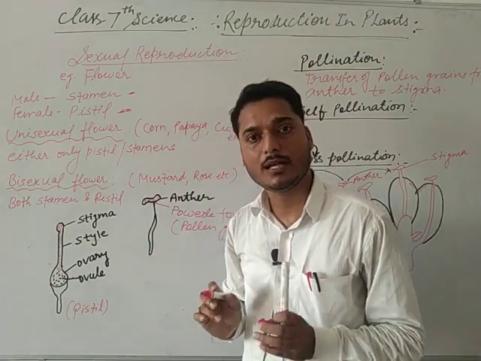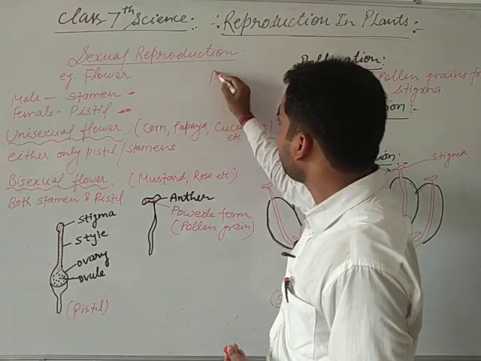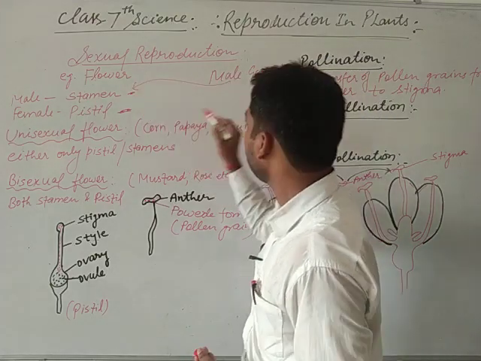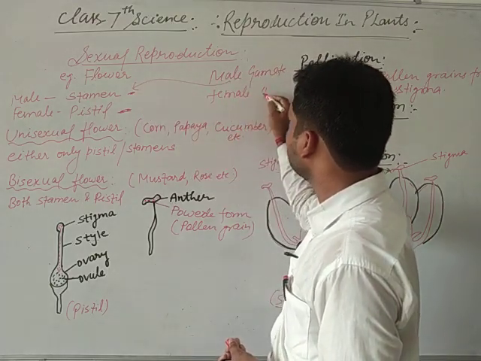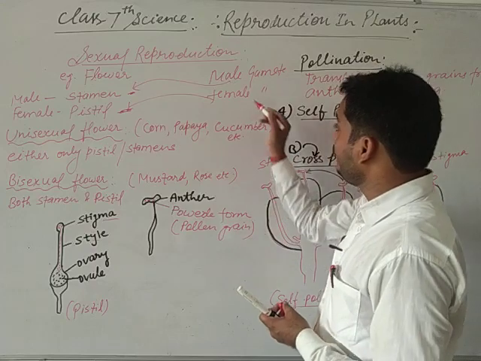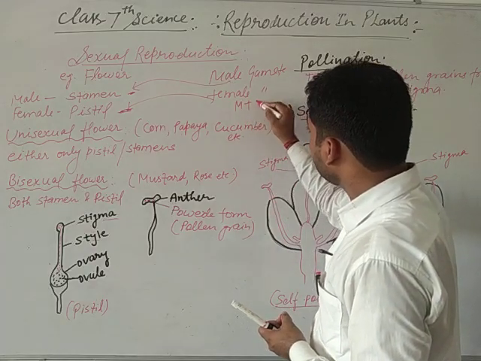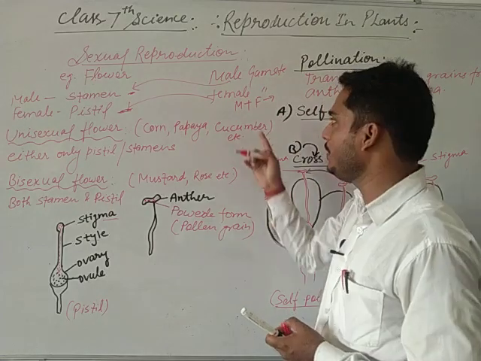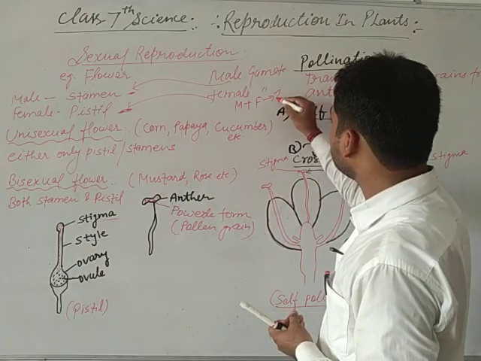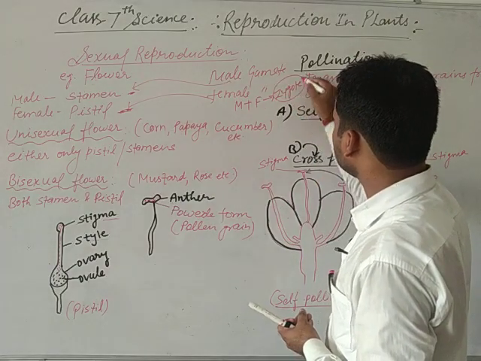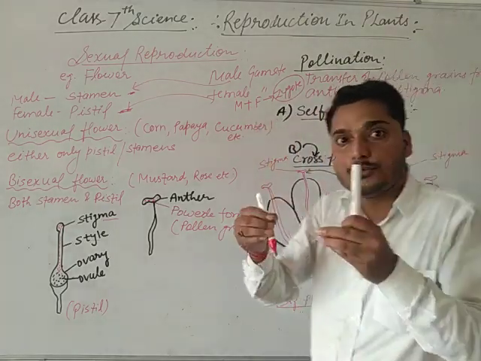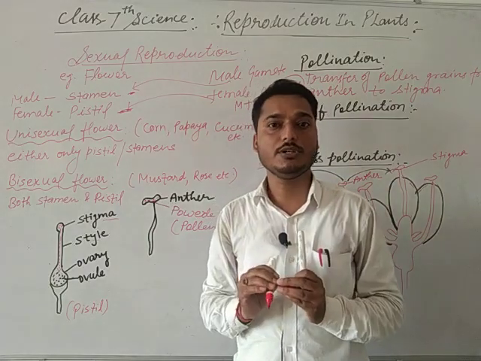What is fertilization? A term has come up: what is fertilization? So my dear students, the male gamete and the female gamete. When the male gamete, from the stamen, and the female gamete, the egg in the pistil, combine, a zygote is formed. This condition is called fertilization. When male and female gametes are fused together, the condition is called zygote formation or fertilization.